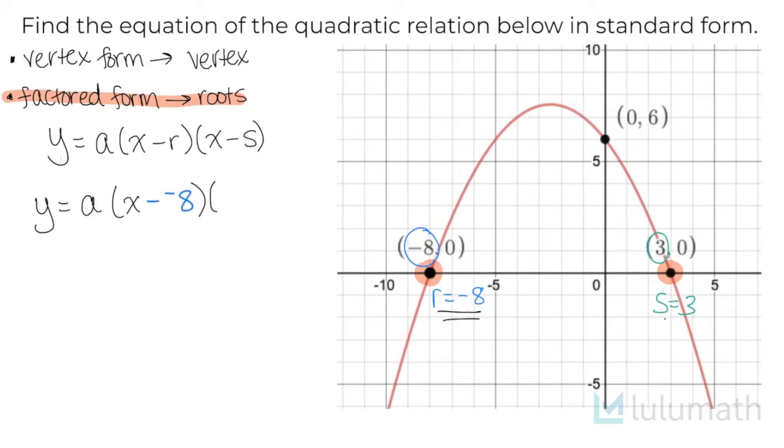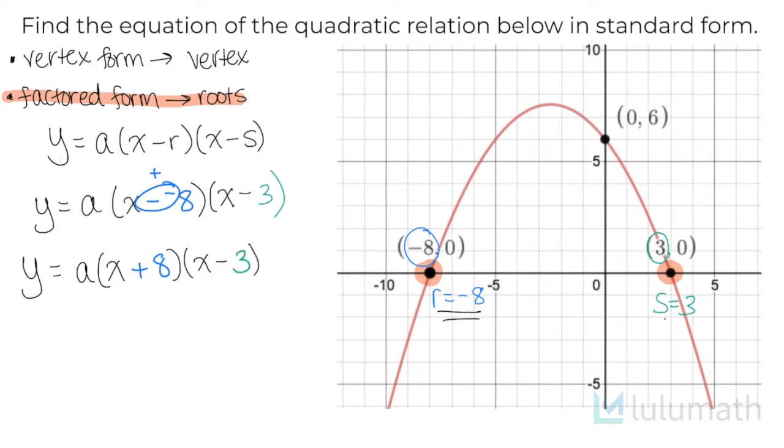And then here the s is 3, so this will be x minus 3. Again, this minus a negative turns into a positive, so I will rewrite this as y equals a times x plus 8 times x minus 3. Okay, now I need to identify what a is, so I will use this coordinate that is given to me, this 0, 6. And again, I'm not going to go over how to actually solve for a. I'm just going to go through the process. Make sure you watch the video on finding equations in factored form if you need a refresher.